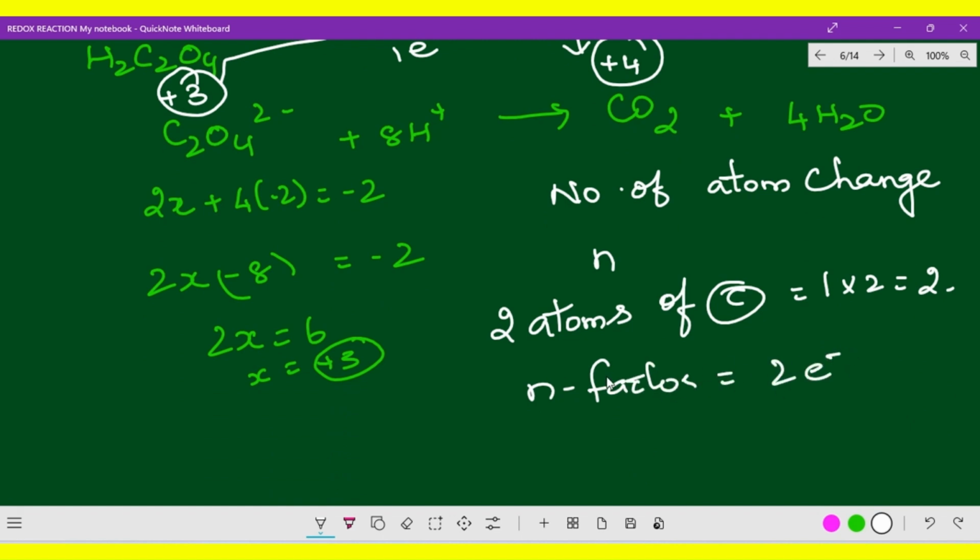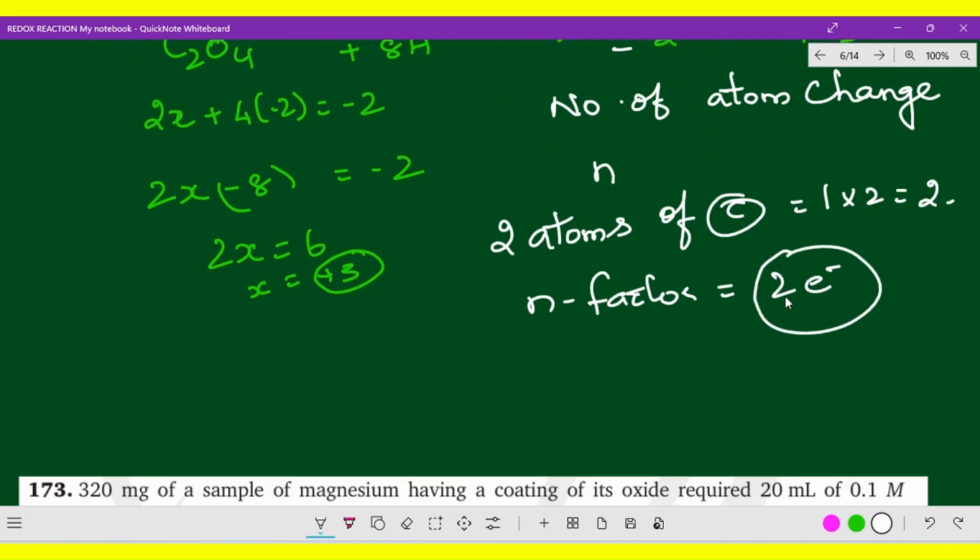I hope you got the clarity, like we went through K2Cr2O7. In Cr2O7, Cr2 has 2 atoms, but Cr3 plus, the same idea we are bringing here. 2 carbon atoms are available, but here 1 carbon. So how many atoms are exchanging? Here 2 electrons are exchanging. I hope you got that idea. So we got both N factors that we required.